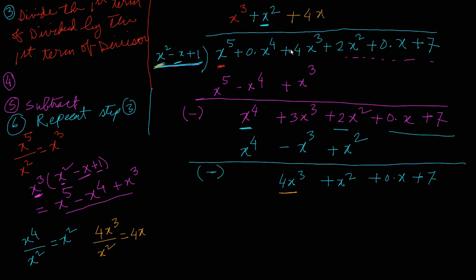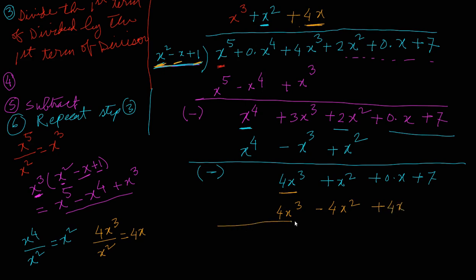Now my next step is to multiply that positive 4x by that divisor. So let's do it one by one. 4x multiplied by x square is 4x cube. Then 4x multiplied by negative x has become negative 4x square. Then 4x multiplied by positive 1 is simply positive 4x.